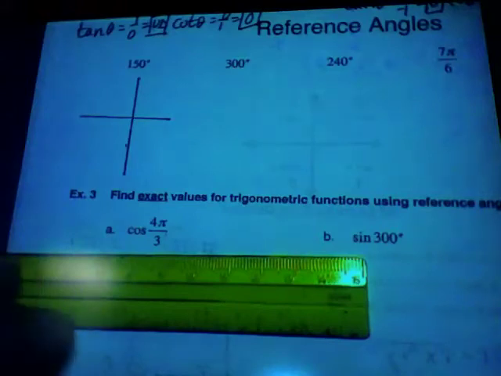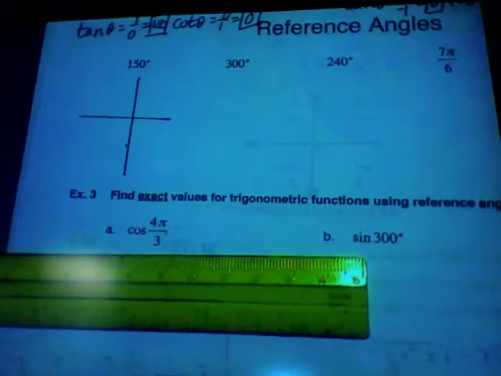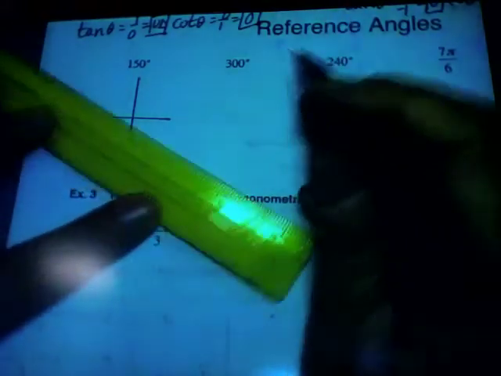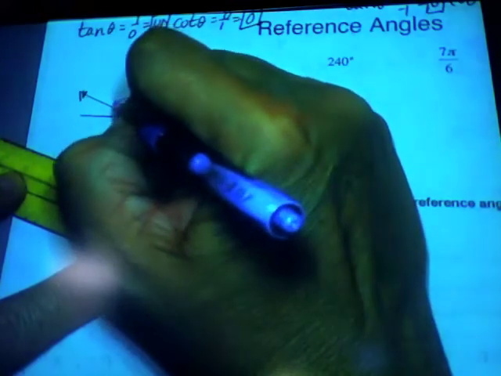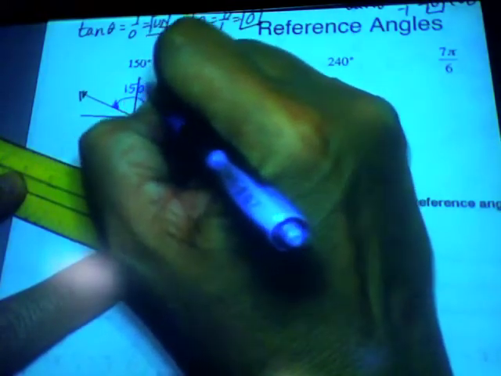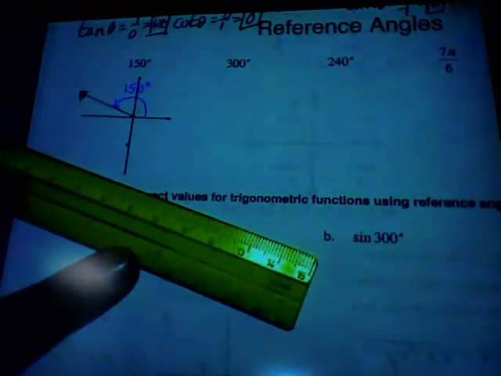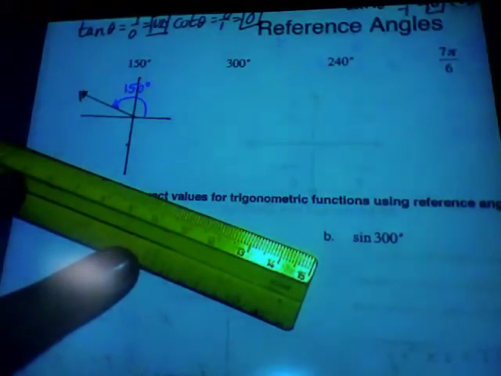All right, so if I'm going to do 150 degrees, what quadrant is 150 degrees in? The second quadrant, right? So let's just say it's right about here. So from here to here is 150 degrees, correct? Would you agree with that? Give or take, but it's in the second quadrant, right?